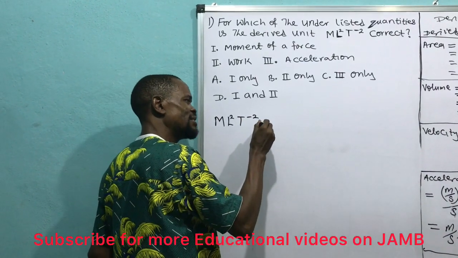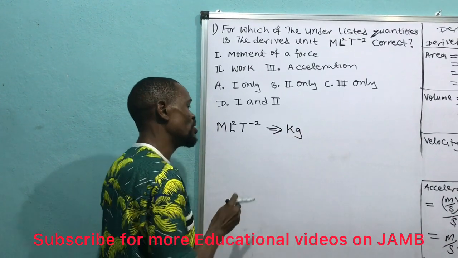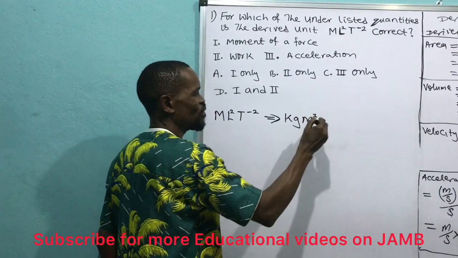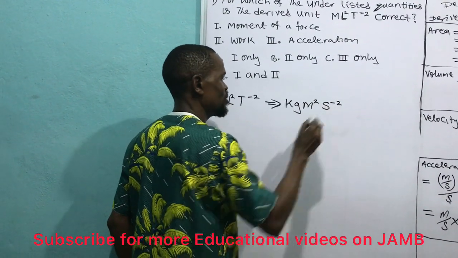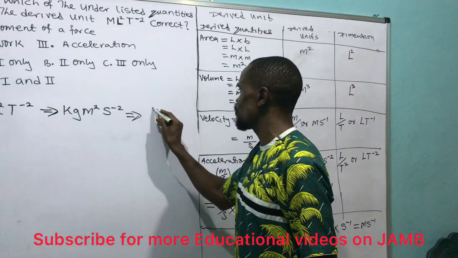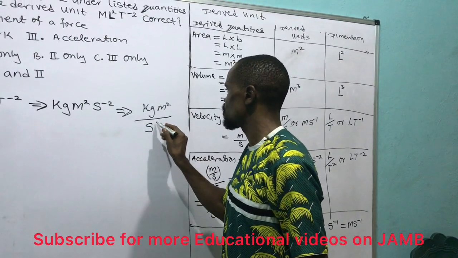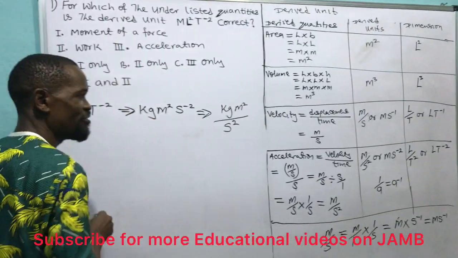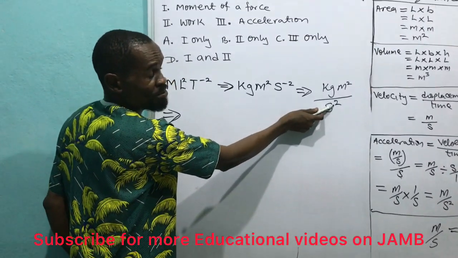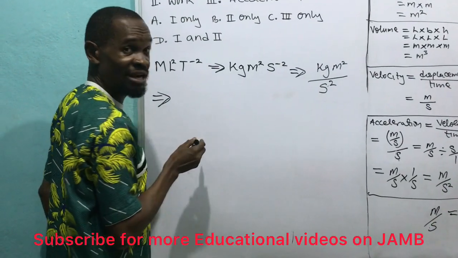And this implies that this M is kilogram, the mass measured in kilogram. This L is meter squared, and this one is seconds to the power minus 2. Are you following me? This implies kilogram, meter squared, over seconds squared. You remember? Are you following now? And this implies that for this to have seconds squared, acceleration is involved. For this to have seconds squared, that means acceleration is involved.